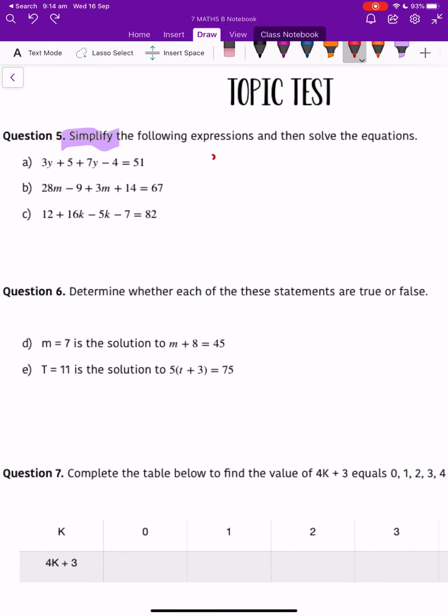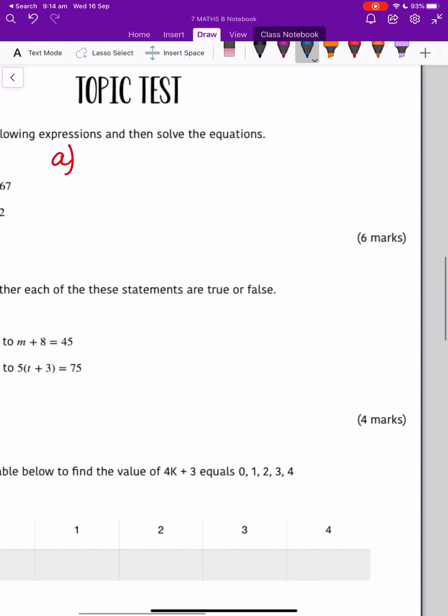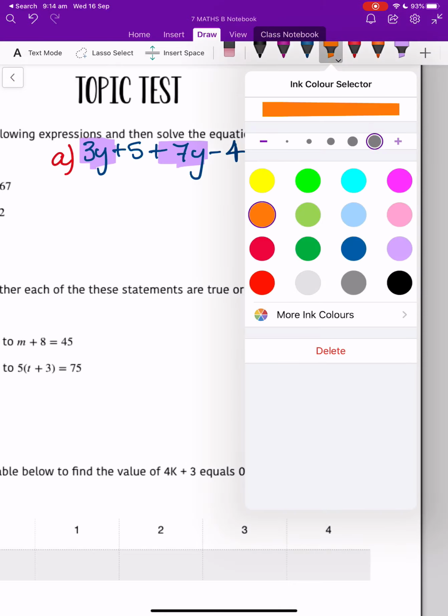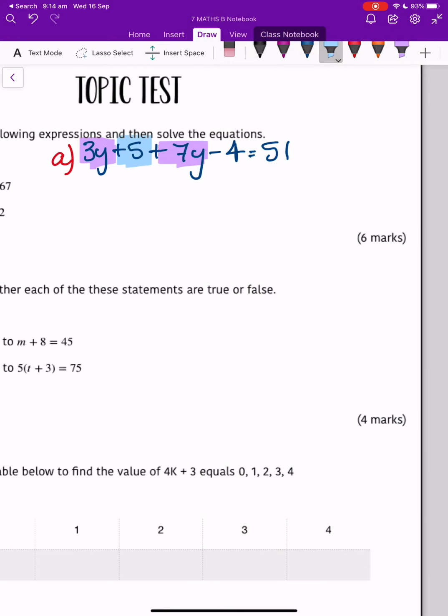So part A, I'm going to write out my equation in full. 3y plus 5 plus 7y take away 4 equals 51. I'm going to grab 2 highlighters and highlight my like terms. 3y and 7y are like terms because they have the exact same pronumerals. 5 and 4 are also like terms because they have the same pronumerals, which is none.